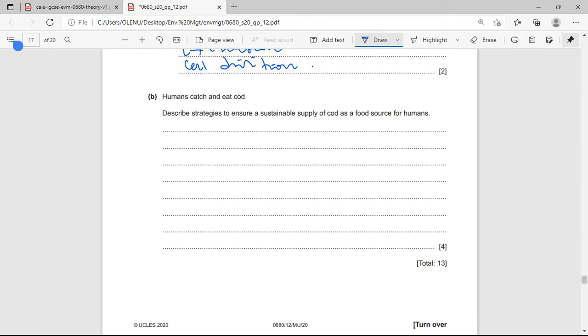Now humans catch and eat cod. Describe strategies to ensure the sustainable supply. So we're looking at sustainability of marine species now. Supply of cod as a food source for humans. So the first thing is, how do you reduce the rate at which humans catch a marine species? First, net size. So there should be restriction of net size.